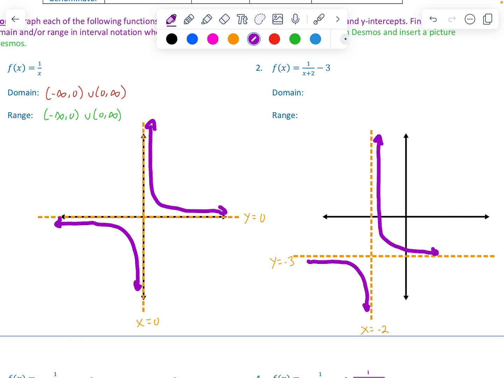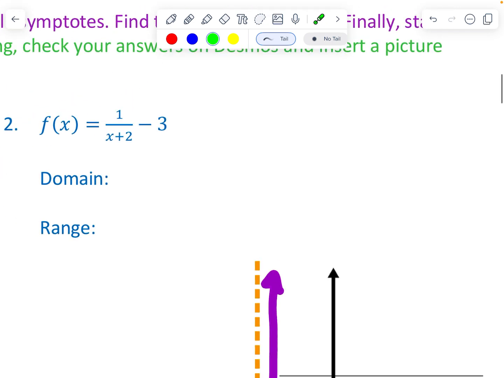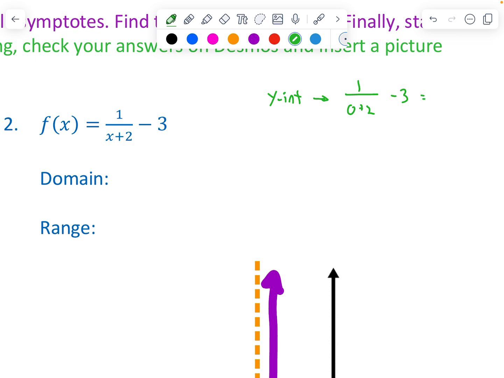like so. The one thing we didn't do is we should find this y-intercept right here. So remember, a y-intercept is when you plug in 0 for x. So our y-intercept, we're plugging in 0 for x. So it's 1 over 0 plus 2 minus 3, which is 1/2 minus 3, which is -2.5.